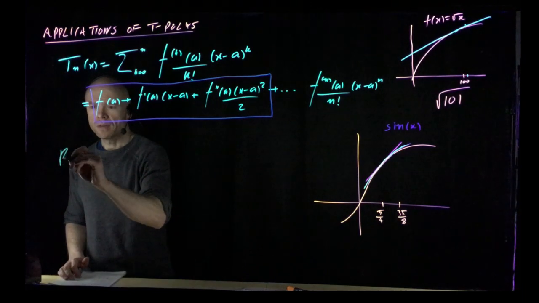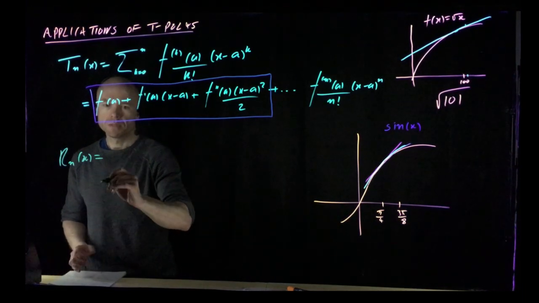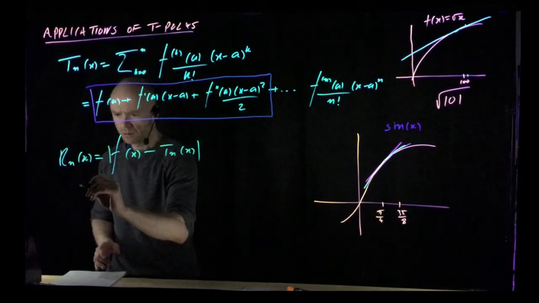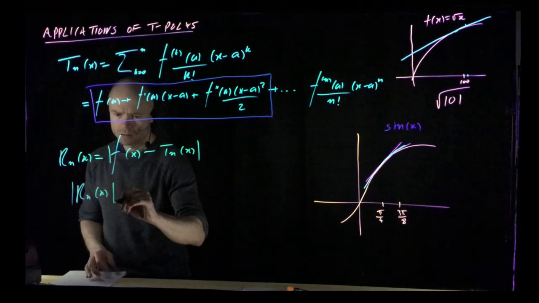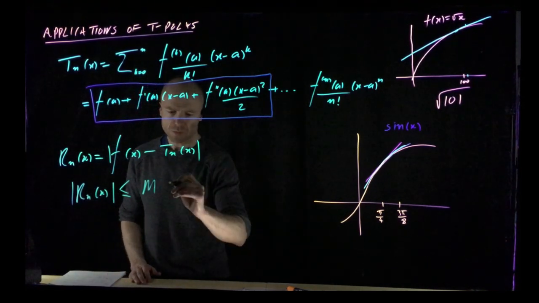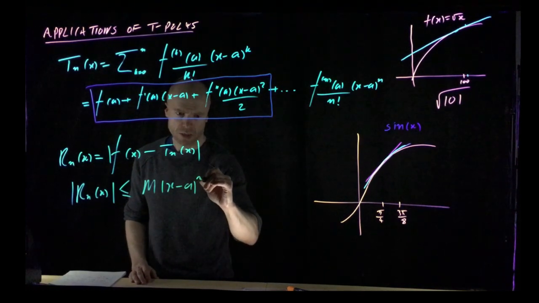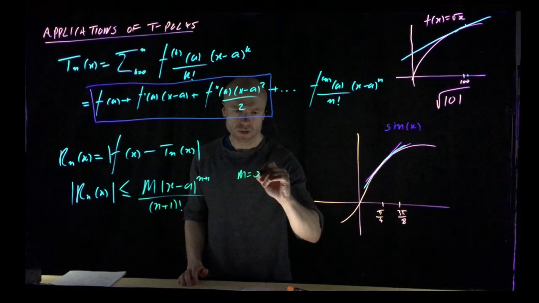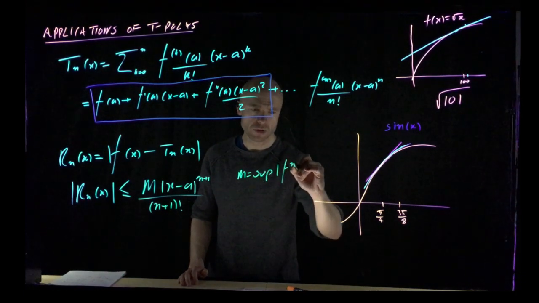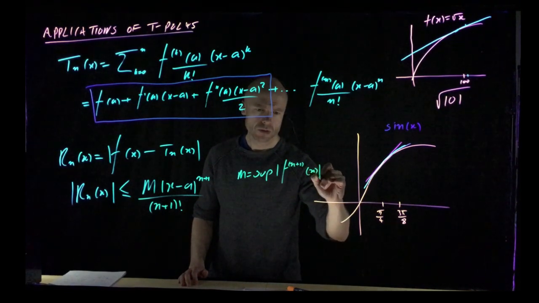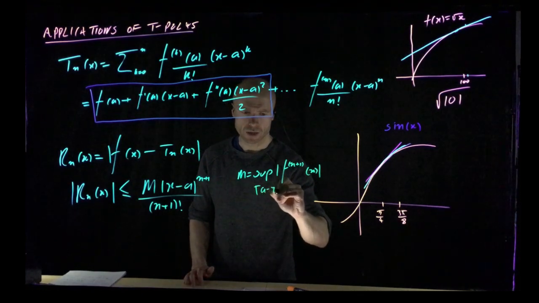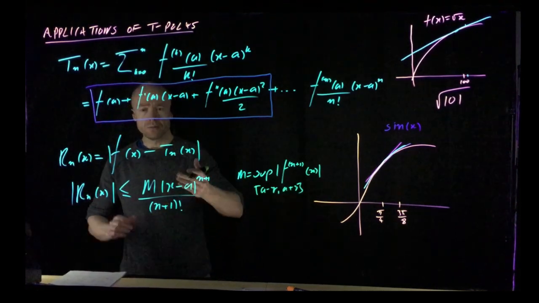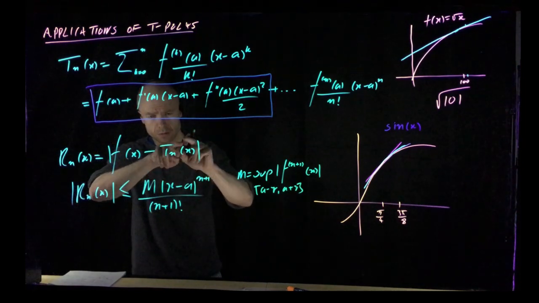So we define R_n(x) to be the difference between the function and the nth order Taylor polynomial. And this is bounded above by M times |x minus a| to the n plus 1 over (n plus 1) factorial, where M is the supremum of the absolute value of the (n plus 1)th derivative over whatever interval we're doing this, say a minus r, a plus r. So this is exactly the tool that allows us to know the difference between the nth order Taylor polynomial and the actual function.